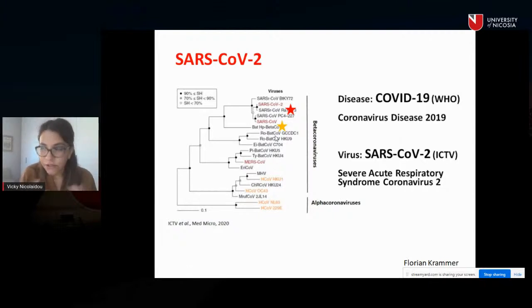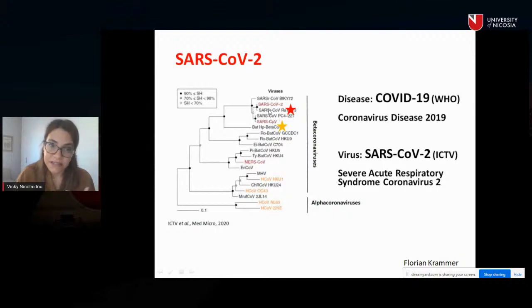The finding of this genetic sequence of the new coronavirus was very important because it allowed the classification and nomenclature of this new virus by the International Committee on Taxonomy of Viruses, or ICTV, which is the body that is officially responsible for classifying and naming viruses. As you can see here in this phylogenetic tree that represents the genetic similarity, the evolutionary similarity with other viruses, indeed you see that the closer they are together, the more similar they are.